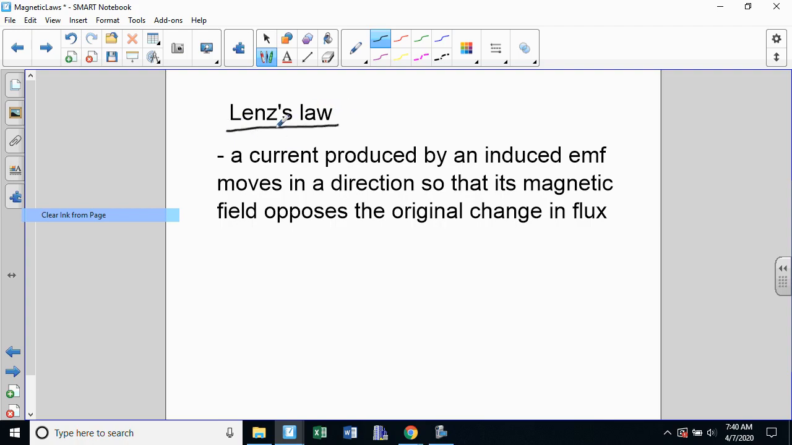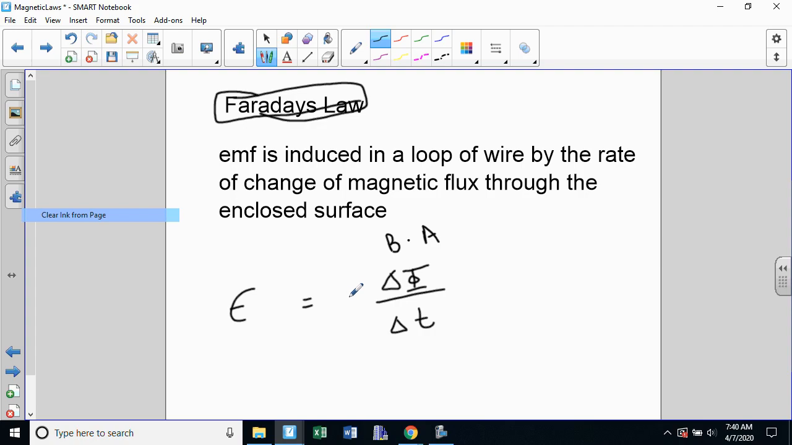Very simply, Lenz recognized that the current produced by the induced EMF is always going to oppose the change in flux. Now that sounds pretty difficult, but all that it does to Faraday's law is it adds a negative right here. So Faraday's law is any change in flux causes an EMF. That little minus right there is Lenz's law. And it says that the induced EMF is always going to try to oppose the change in flux.